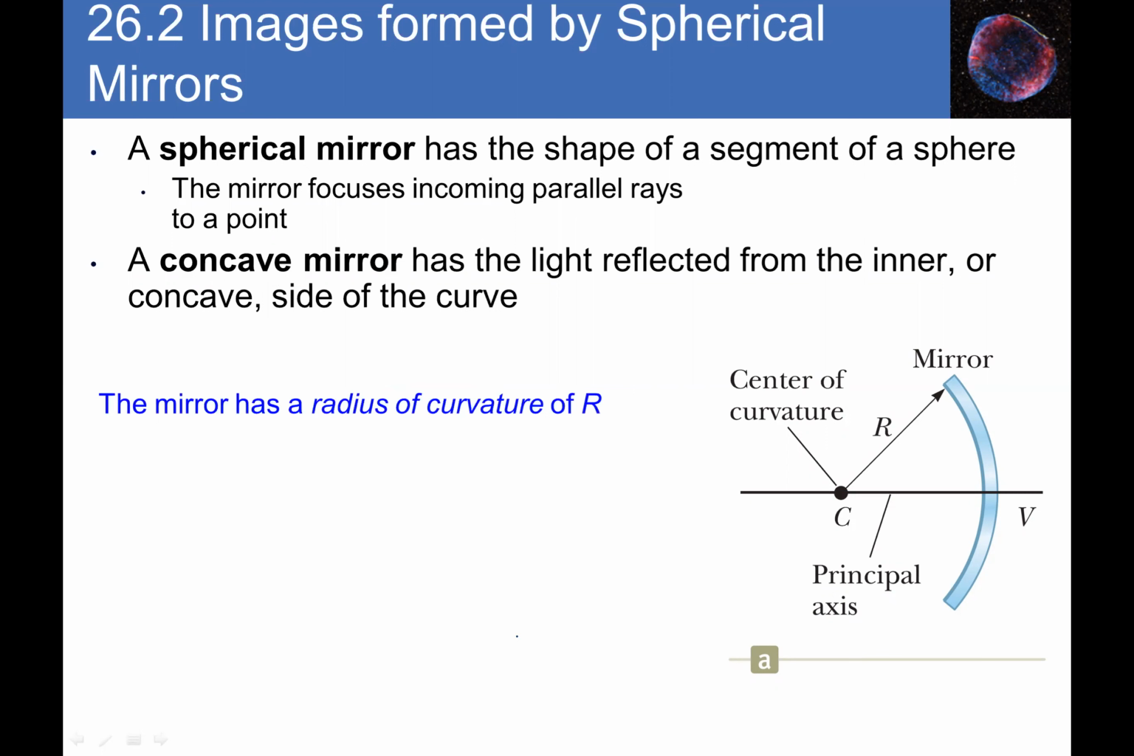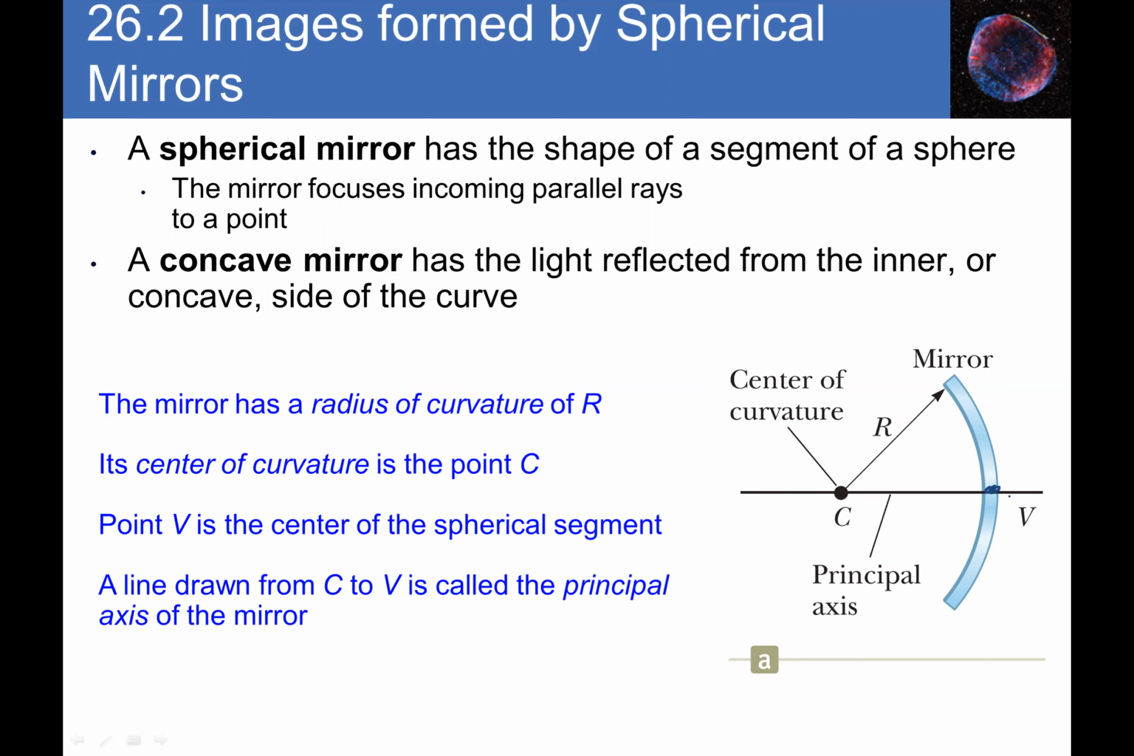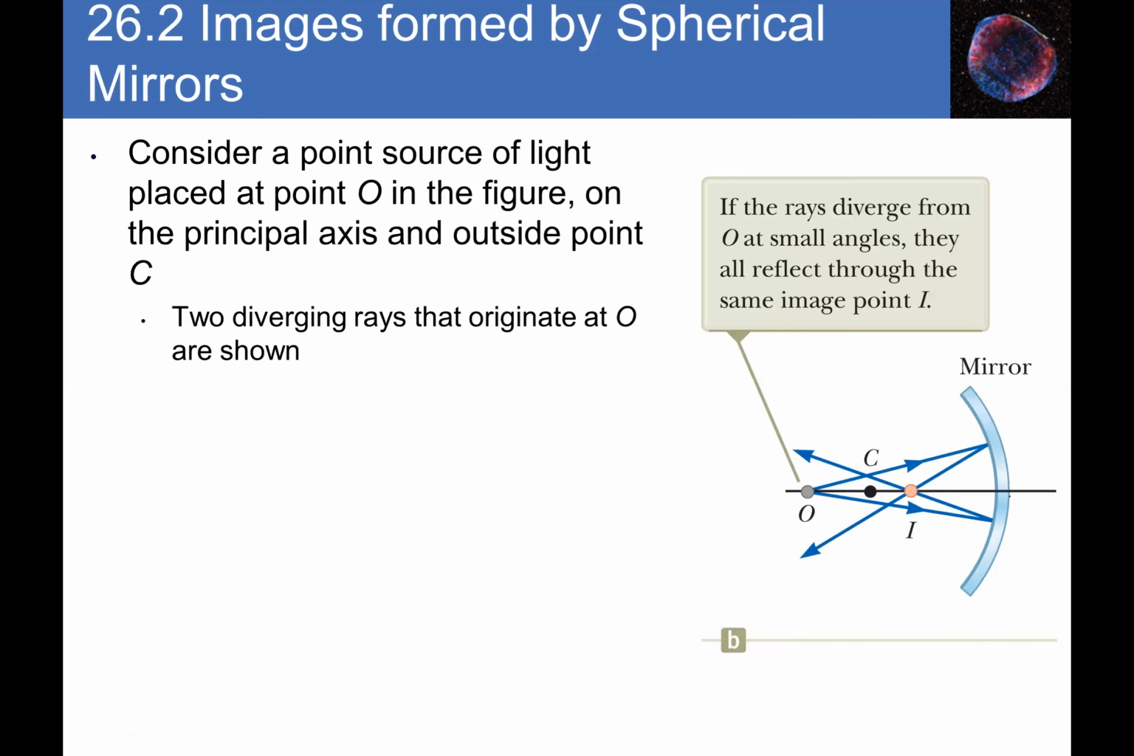All right, so the mirror has a radius of curvature R. The center of the curvature is point C. Then what we have here, which is going to be important for curved mirrors, is known as the vertex. Point V is the center of the spherical segment. And a line drawn from C to V is called the principal axis of the mirror.